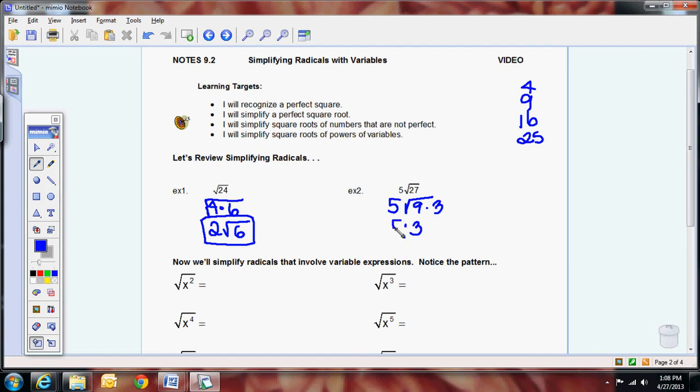I'm going to bring that 5 down with it. And that 3 is going to stay underneath the radical symbol. So now I have one more step in this one because I have this. So I'm going to multiply those. So I get 15 root 3. So hopefully those are simple for you. You could have even tried those without me. But those are just a review.